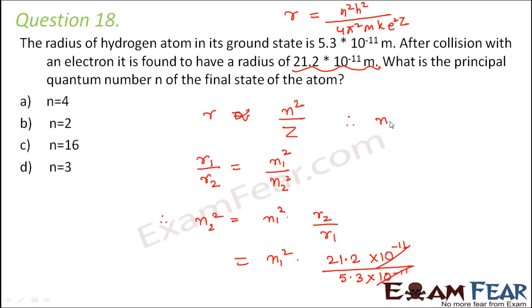Therefore, n2 square is equal to 4, and therefore n2 is equal to 2. So the correct option is 2.